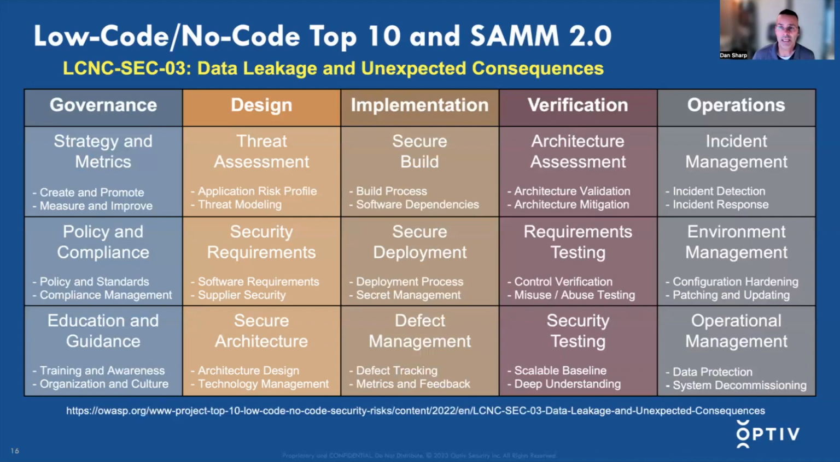So number 3, data leakage and unexpected consequences. So a lot of these applications legitimately access data from underlying services, but can also serve as a conduit to back-end systems for actions that were not anticipated or approved. So this can include data leakage beyond the application or the security boundary. And a lot of these applications, they may sync between multiple systems, and that can trigger unexpected consequences by coupling an operation with one system with a change in another.